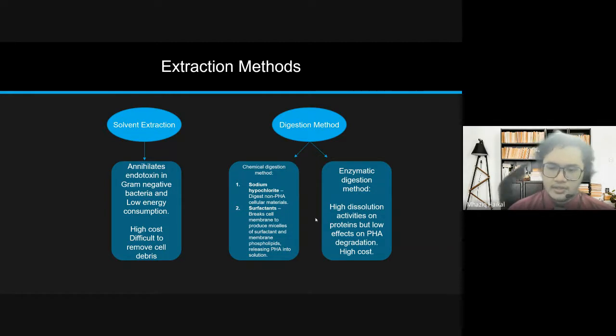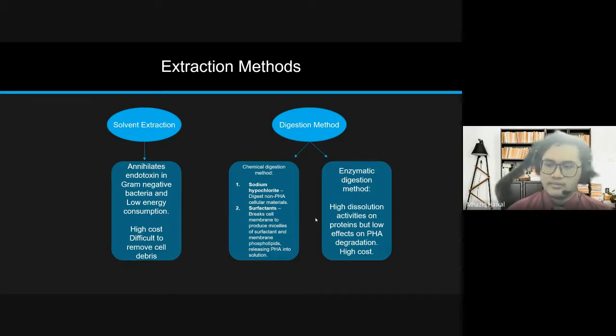Okay, and then number 2 is chemical digestion using surfactants, which breaks the cell membrane of the bacteria and produces micelles of the surfactants and phospholipid, which will release the PHA into the solution used. The advantage of this method is that it is different from sodium hypochlorite before, which degrades the polymer, but the surfactant does not degrade the polymer. However, the disadvantage is that we recover a low purity of the polymer itself.